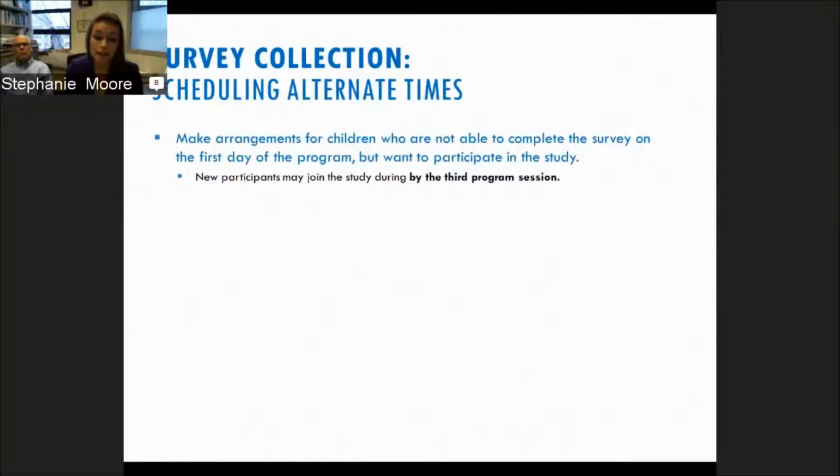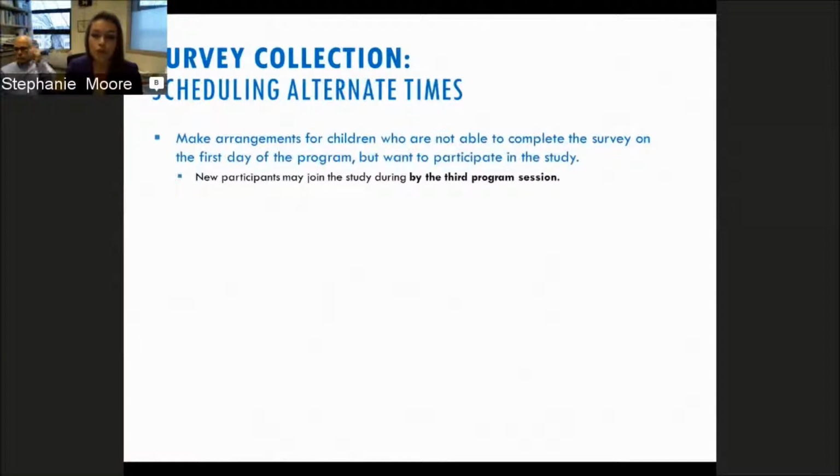You might have a child who's absent on the 1st program day, but you had their parental consent and they just missed the 1st day. Or you might have a child who joins the program after the 1st week and you still are able to get parental consent and the child does want to participate. So in any of those situations, you might have a child who wants to take the survey but just wasn't there on the 1st day.